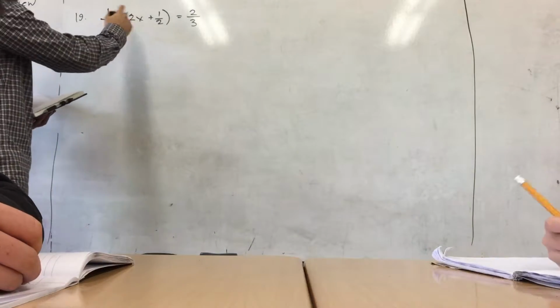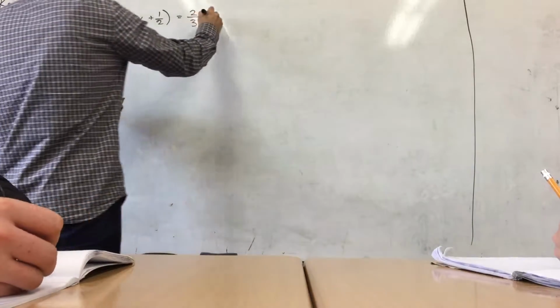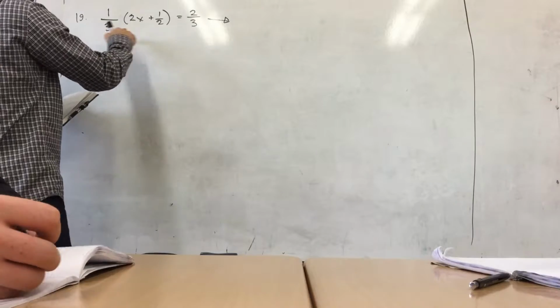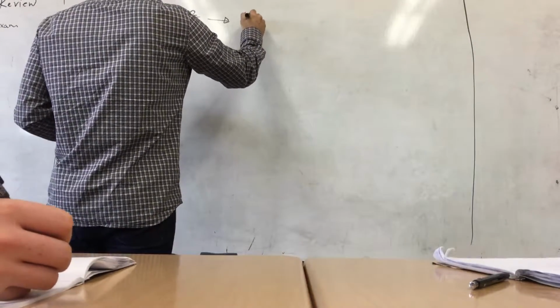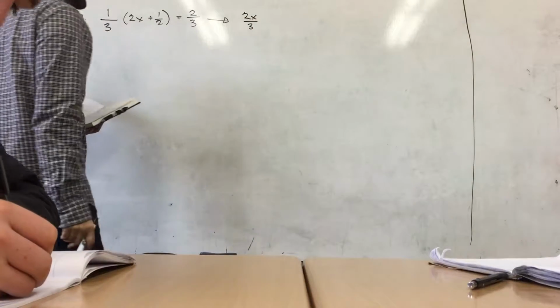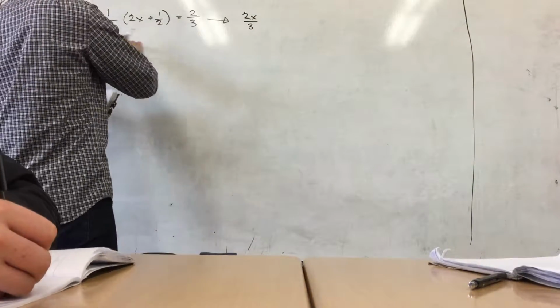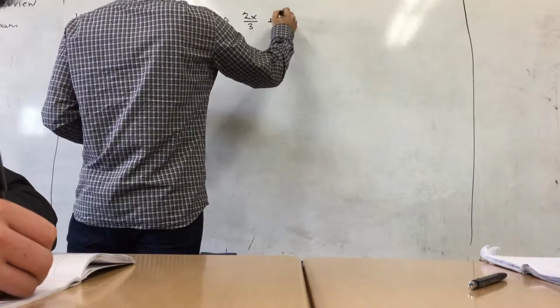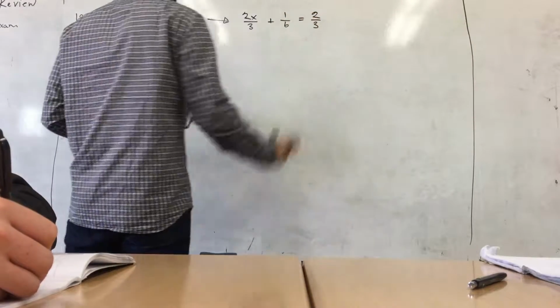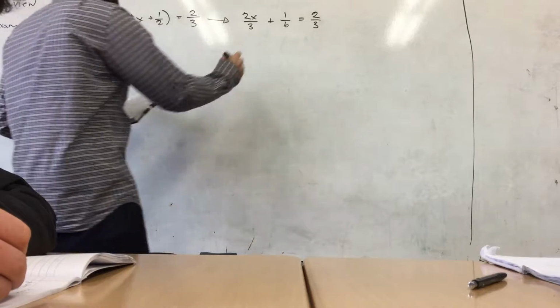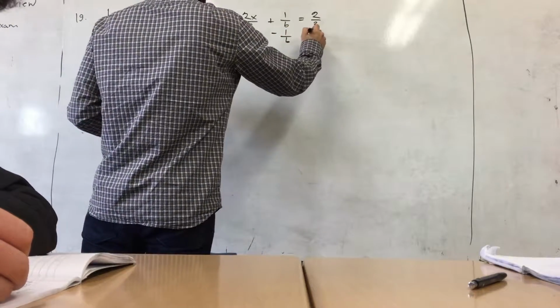Okay, how do you start out here? Distribute. What's 1/3 times 2x? It's 2x over 3. And then 1/3 times 1/2 is 1/6. Alright? Subtract a 6 from both sides.